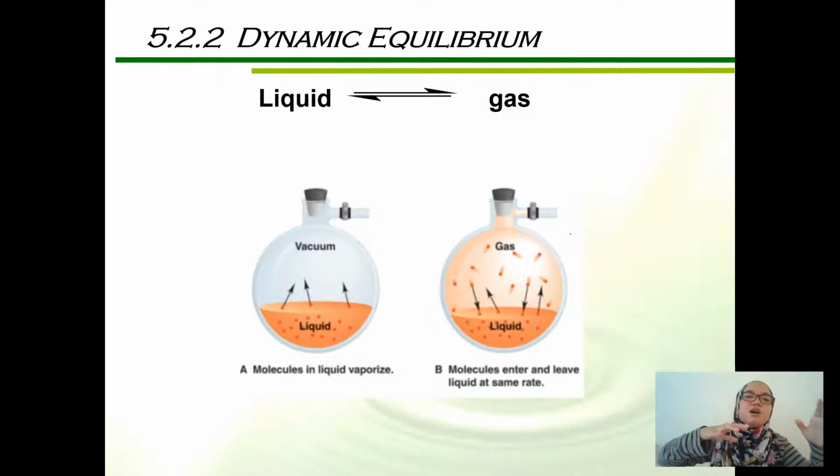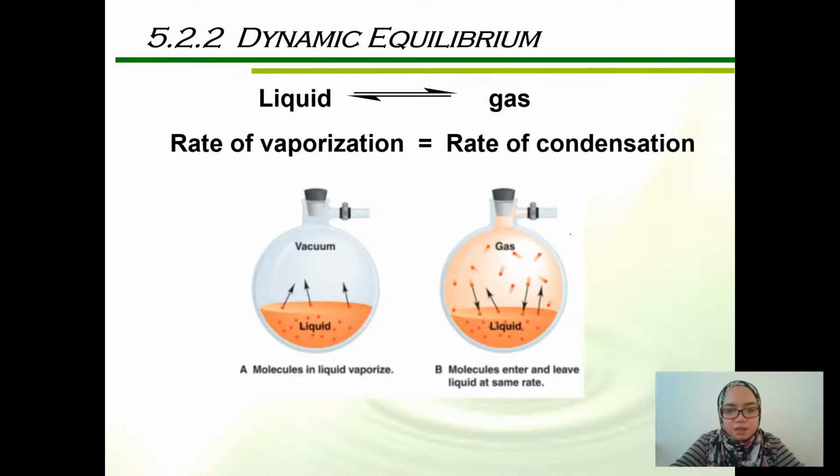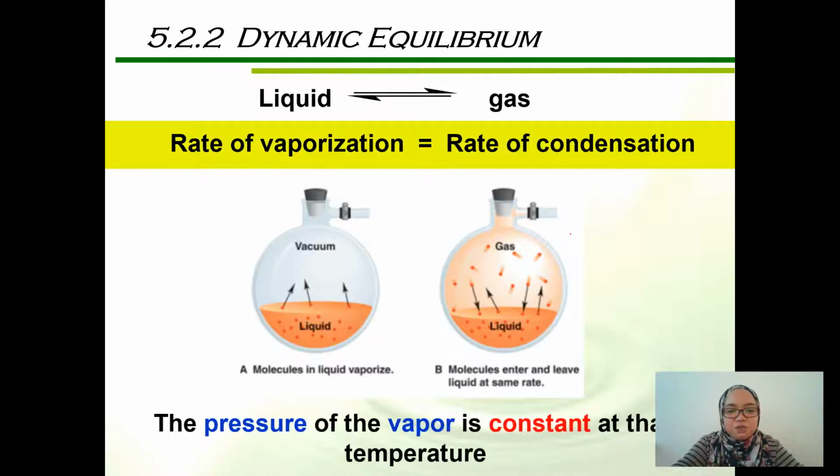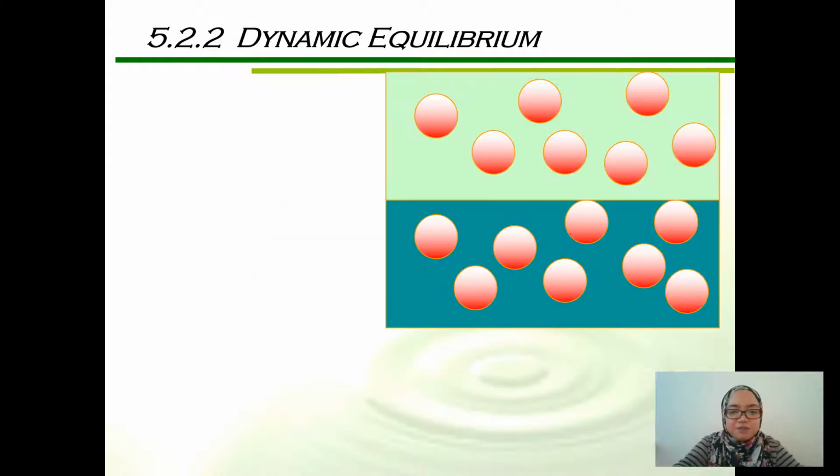So the rate of the vaporization is equal to the rate of the condensation process. So the rate of the liquid become gas and the gas become liquid is at the dynamic equilibrium state. Okay, like rate of the vaporization is equal to rate of condensation. So, which means that the pressure of the vapor is constant at that temperature. Yalah, sebab dia punya rate sama kan, dynamic equilibrium. So, pressure pun constant at the temperature.